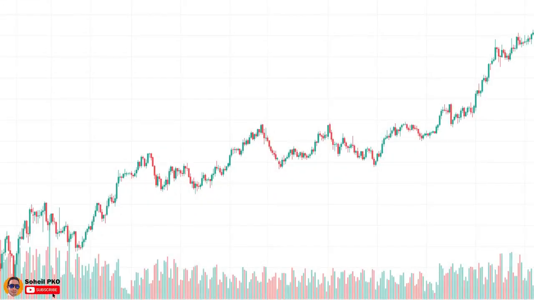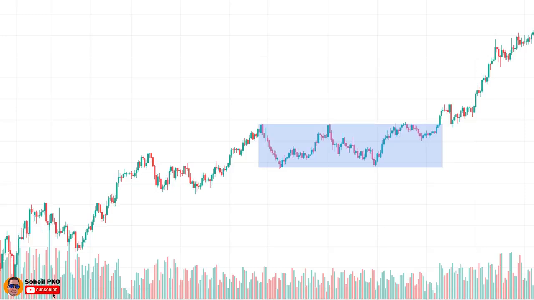As the name indicates, this pattern looks like a rectangle. Rectangles are also called trading ranges, flat market, consolidation period, or congestion area that some traders use to refer to this pattern. In this video, we just call it rectangle.